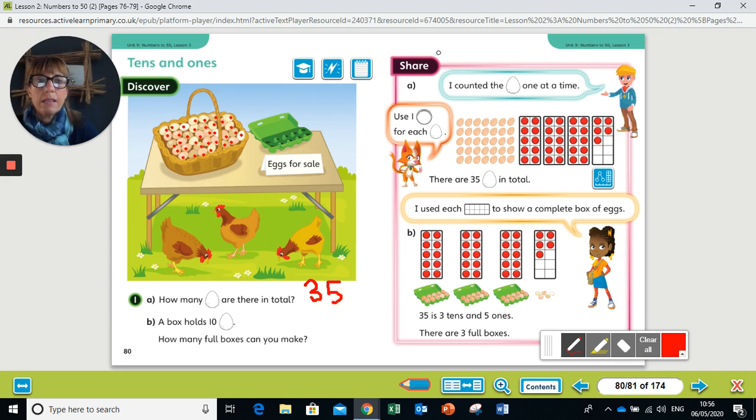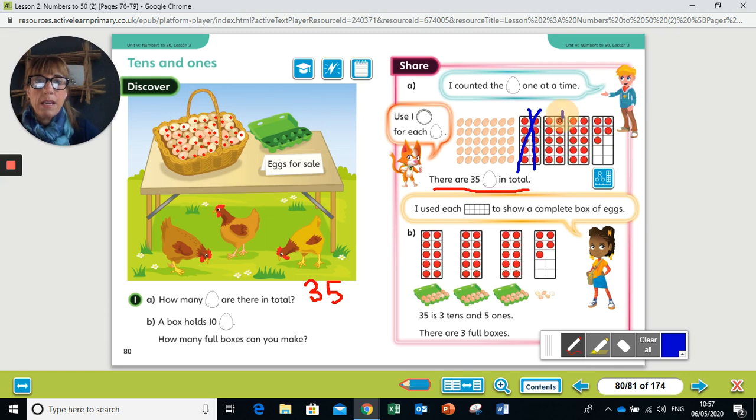Let's go over here and see how the little boy did it. He counted the eggs one at a time, just like we did, and found there are 35 in total. And look what he's done now. He's got tens frames, just like we use in the classroom, and he's put the 35 eggs into the tens frame. So he's got how many eggs? Let me change my colour. How many eggs has he got in this whole tens frame? How many eggs in that tens frame?